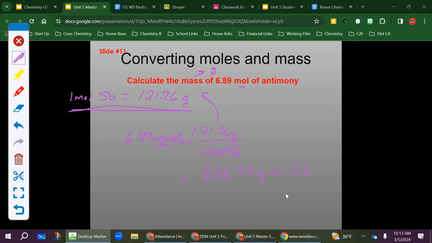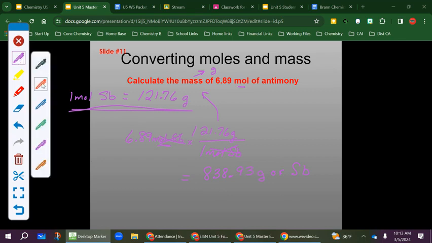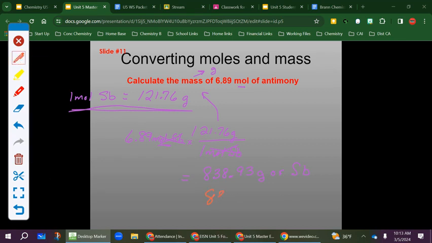Okay, so 900 and what? Oh, I'm sorry, I grabbed the wrong 8. 800 and what? 39. 839. I hate sig figs. There's your answer: 839 grams of antimony.